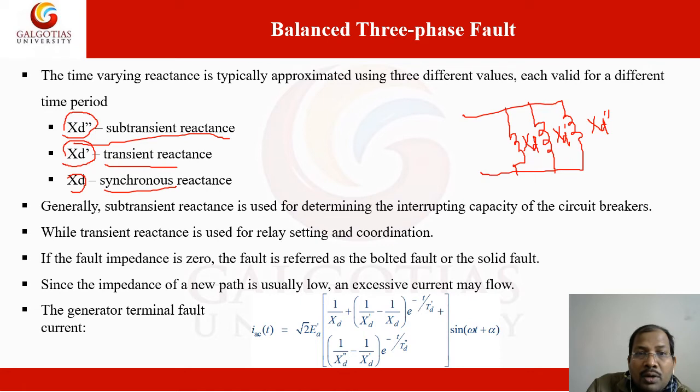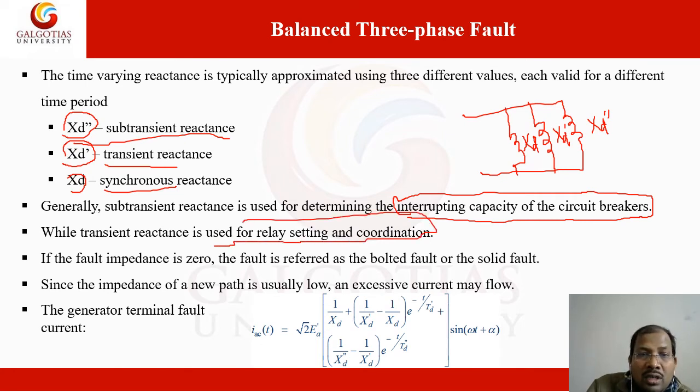Generally the subtransient reactance is used to determine the interrupting capacity of the circuit breakers. The interrupting capacity of a circuit breaker is determined using the subtransient reactance or subtransient currents, while the transient reactance is used to set the relay settings and coordination of any protection schemes. Using the transient reactance, we can set the relay settings, either overcurrent relay, voltage or distance protections.